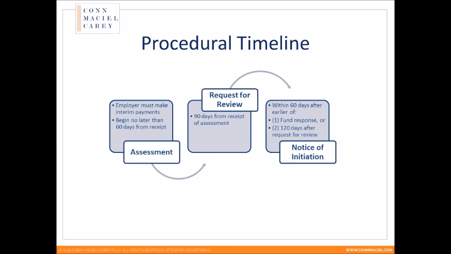How does this work? Well, you get an assessment, and like I said, it's just a letter. It shows up in the mail, and it's a piece of paper with your name and address on it, and it says, guess what? You owe us $15 million. Here are the payments. You have to start paying them no later than 60 days from when you get it, and they're supposed to give you a schedule. I'll talk just a minute about that later on, but they're supposed to give you a schedule of payments, and you have to start making those payments from the date that you get the assessment.